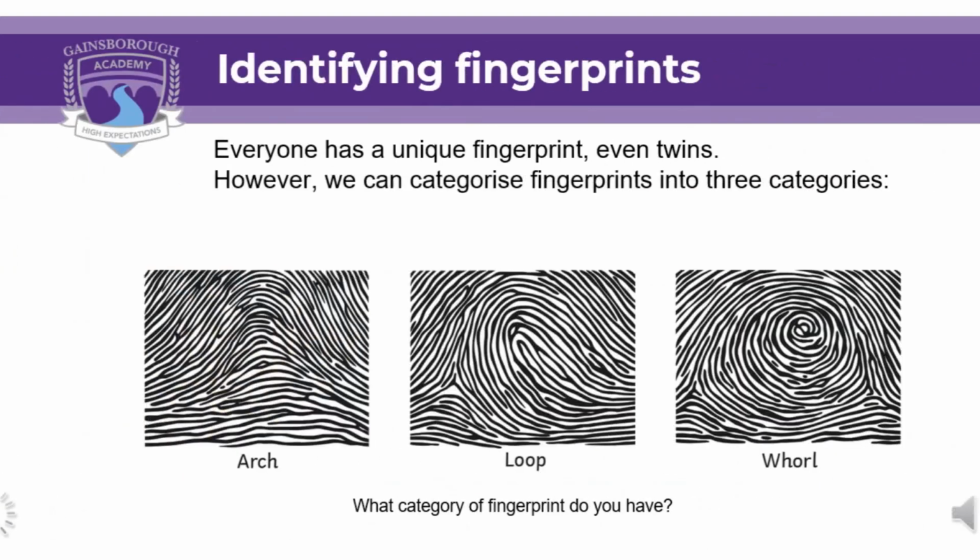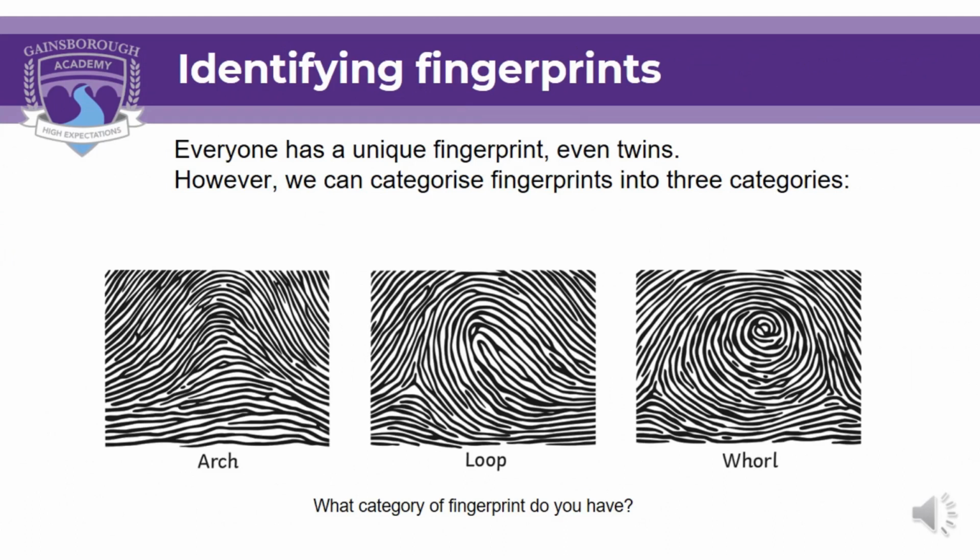Now, if we look at the fingerprints first, crime scene investigators use these all the time. Everyone has a unique fingerprint, even twins. Over time, you might get little scars, so it might change slightly, but you keep them for life. We can categorize fingerprints into three categories, and scientists use this information to be able to identify people.